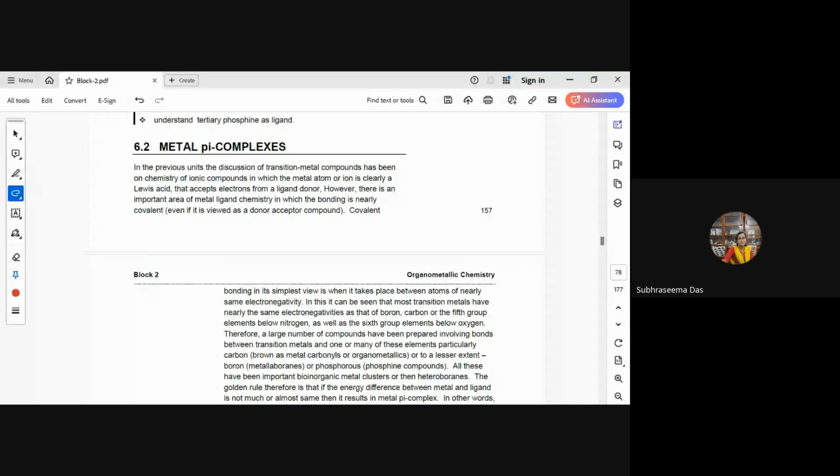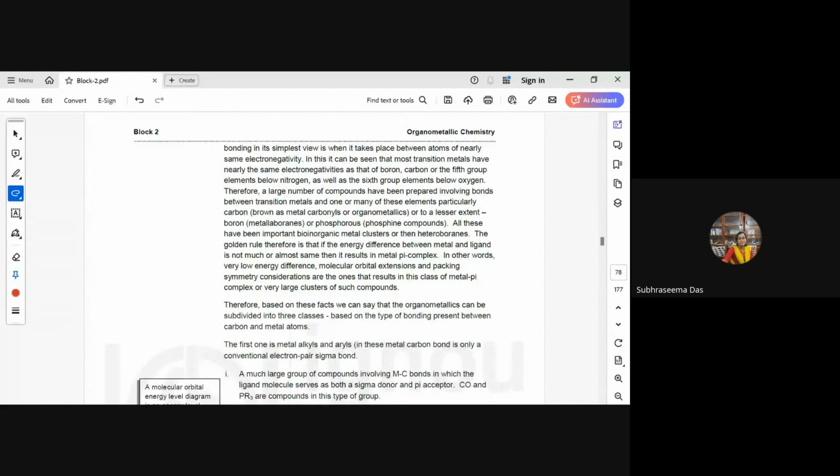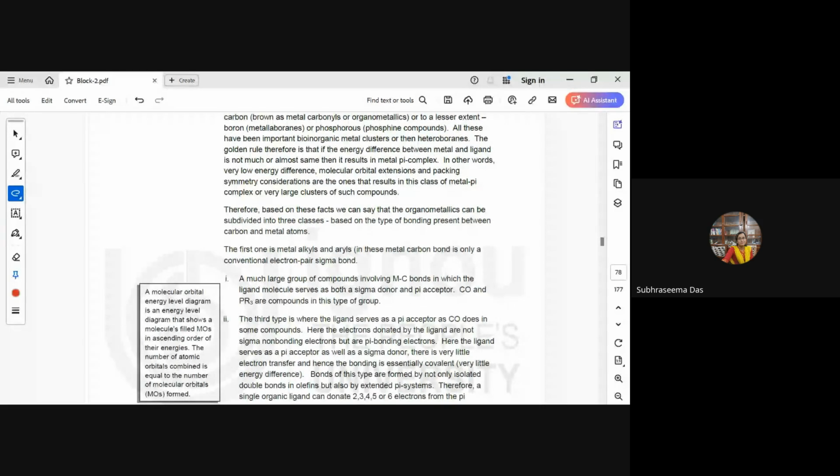Before going into metal pi complexes, we will view the classification of organometallic compounds into three different classes. Although we have studied this, the classification is based on the type of bonding present between the metal and carbon atoms, and they have been classified into three categories. The first one is the simple organometallic compounds like the metal alkyls and metal aryls, where the metal-carbon bond is the conventional electron pair sigma bond.